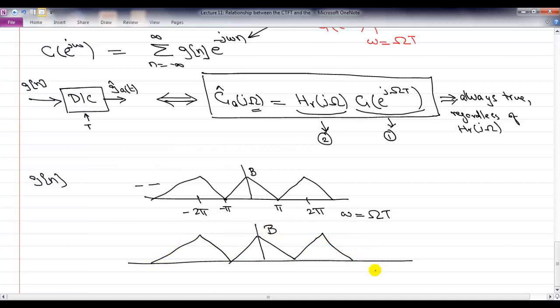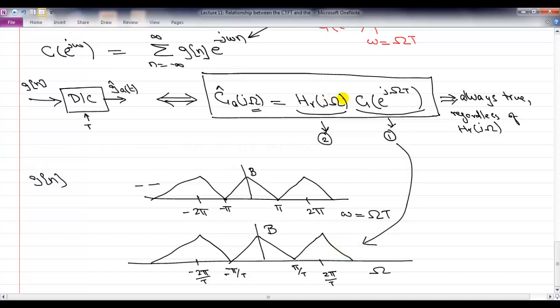Of course, when you divide your axis by capital T, the axis is just going to either stretch or compress. The shape of the Fourier transform doesn't change when you change your axis. But what happens? This pi, where does it end up? This pi becomes pi by T. This minus pi becomes minus pi by T. 2 pi becomes 2 pi by T, minus 2 pi becomes minus 2 pi by T. No change to the amplitude. This is the first step.